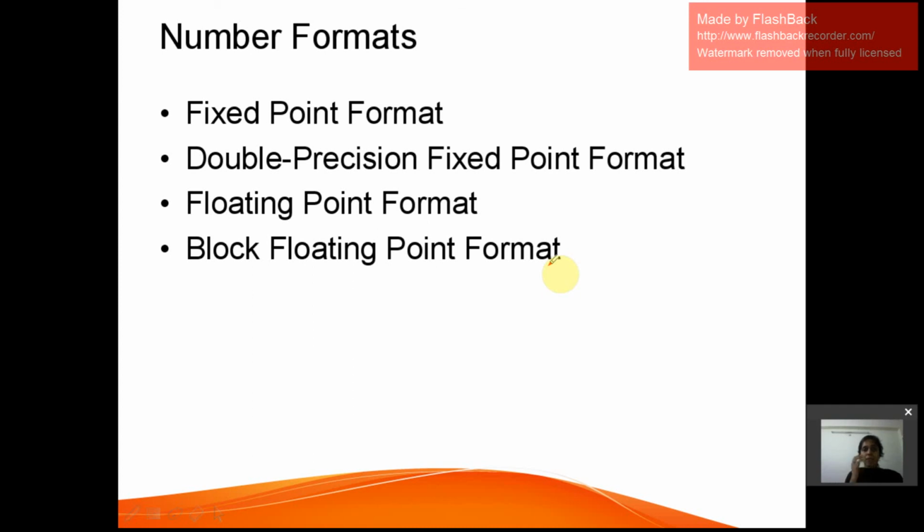That's why we have to discuss the number formats followed in digital signal processors, and the benefits and disadvantages of each particular number format. These are the four number formats we will discuss in the next session: fixed point format, double precision fixed point format, floating point format, and block floating point format.